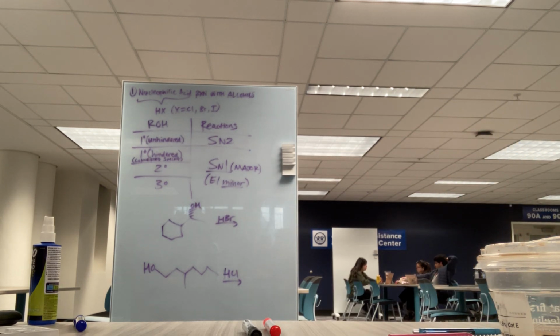Primary unhindered, does that mean the whole molecule is unhindered, or it's just the alpha or beta carbon that is unhindered? Yeah, the beta carbon is unhindered. So if the beta carbon has more than one substituent, then it's hindered. Wait, I'll show you an example of that right here.